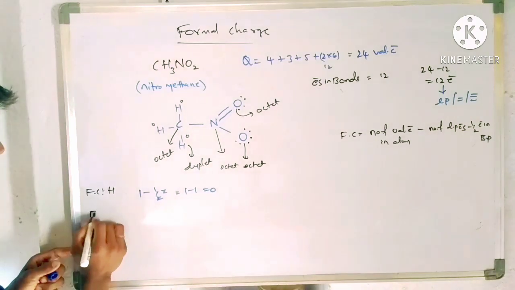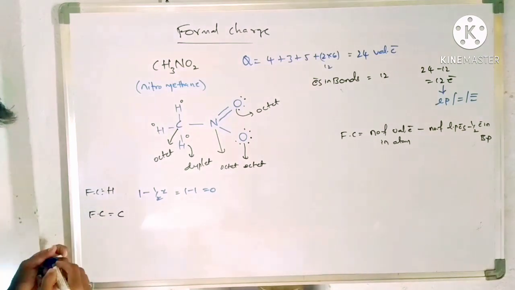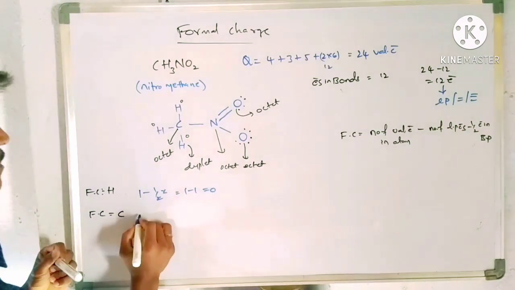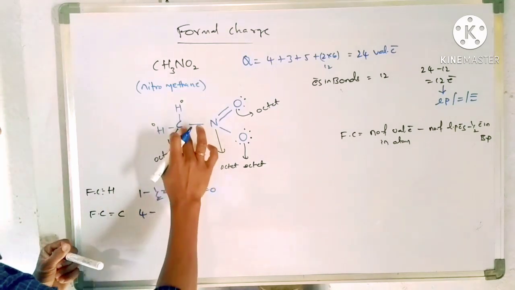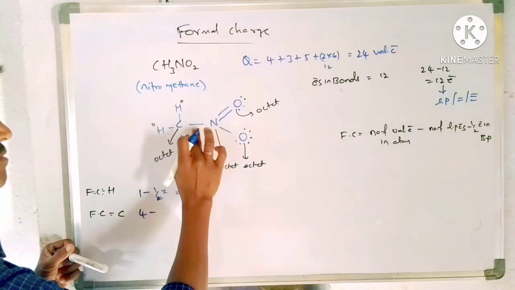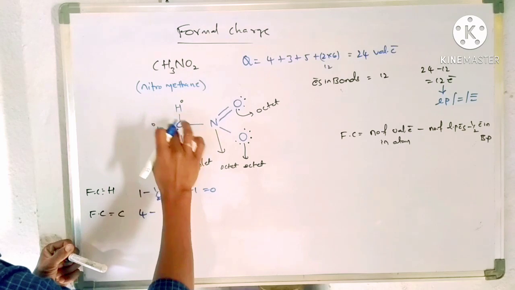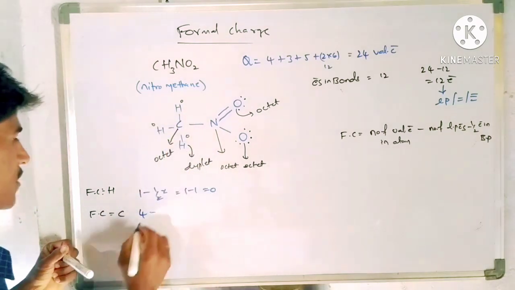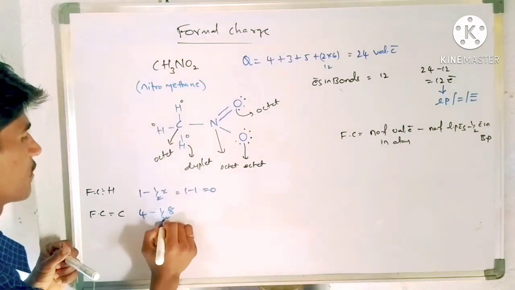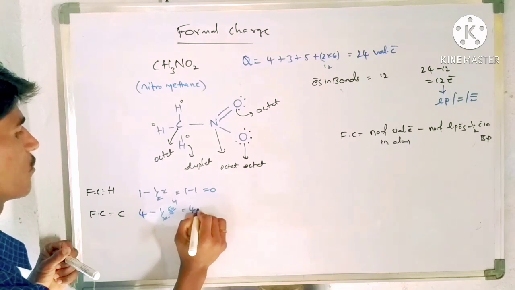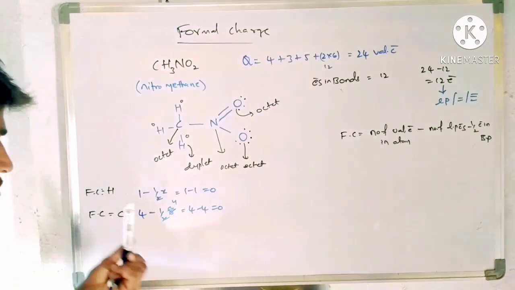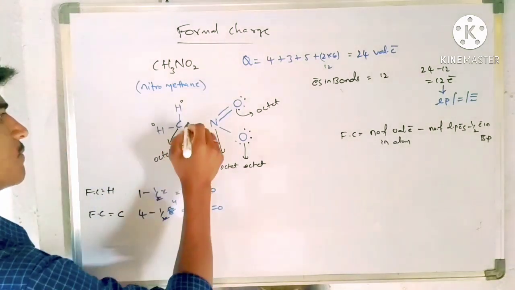Next, formal charge in the case of carbon. How many valence electrons are there? 4 valence electrons, minus how many electrons in bonds? 1, 2, 3, 4, 5, 6, 7, 8, 8 electrons are there in the bonds. So 1 by 2 into 8 is 4, and 4 minus 4 is equal to 0. So the formal charge for carbon is also 0.